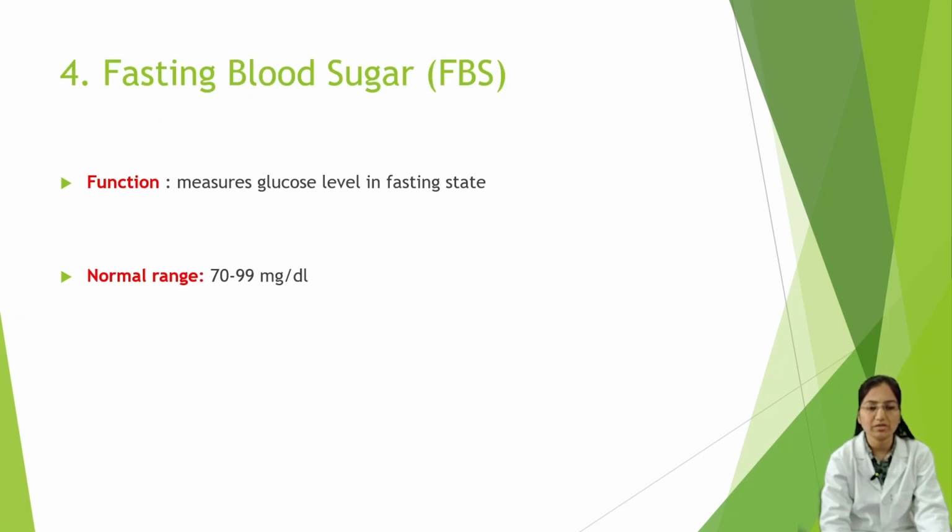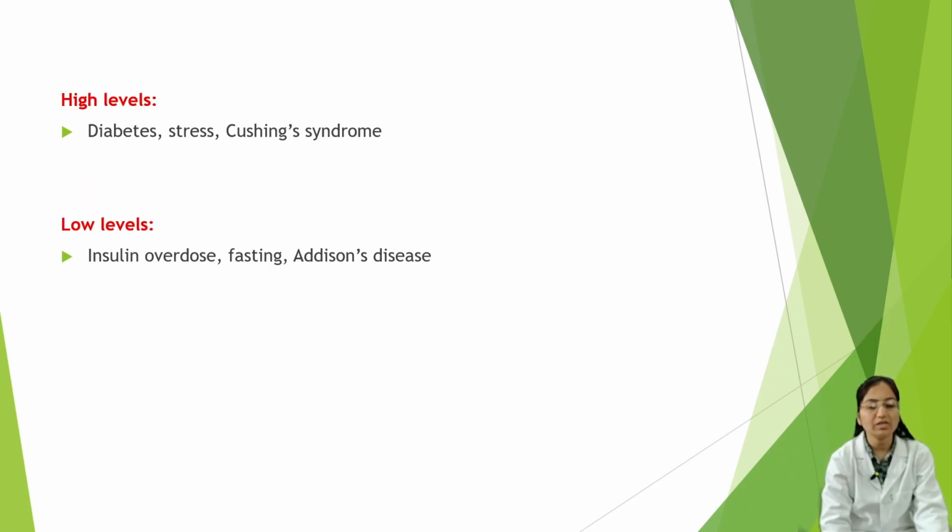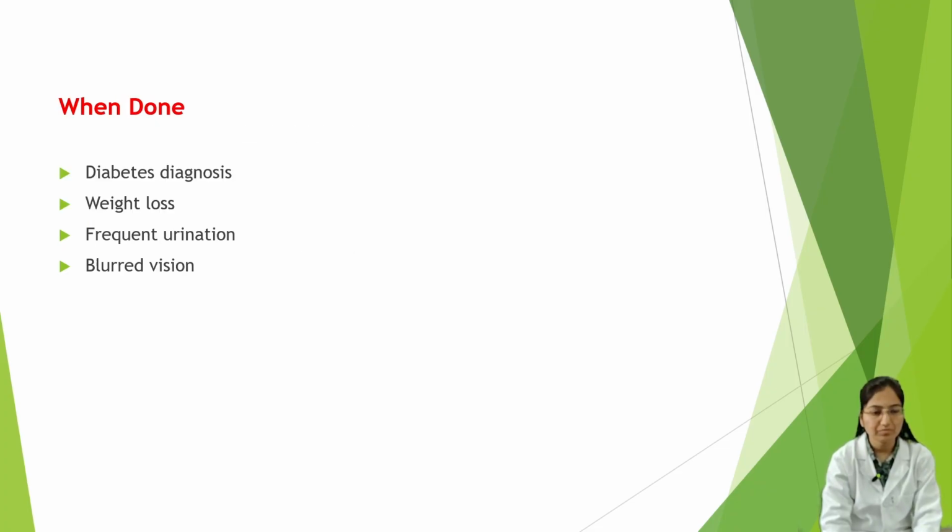Next one is FBS, fasting blood sugar. The function is to measure glucose level in the fasting state, and the normal range is 70 to 99 mg per dl. If it is increased, diabetes, stress, Cushing syndrome. If it is decreased, insulin overdose, fasting, and Addison's disease. This test is done for diabetes diagnosis, weight loss, frequent urination, and blurred vision.